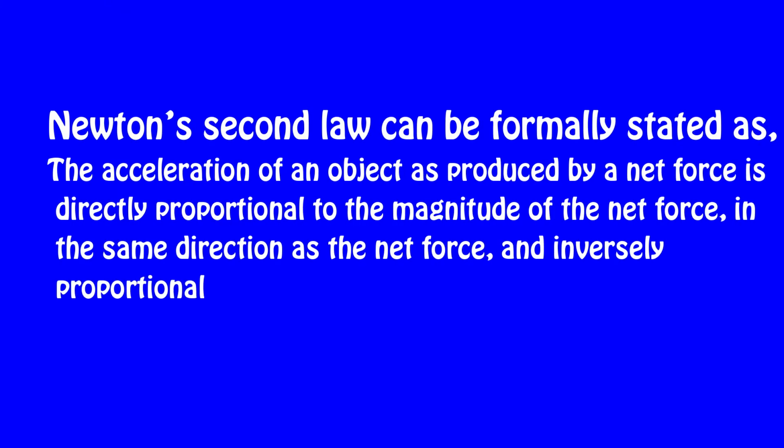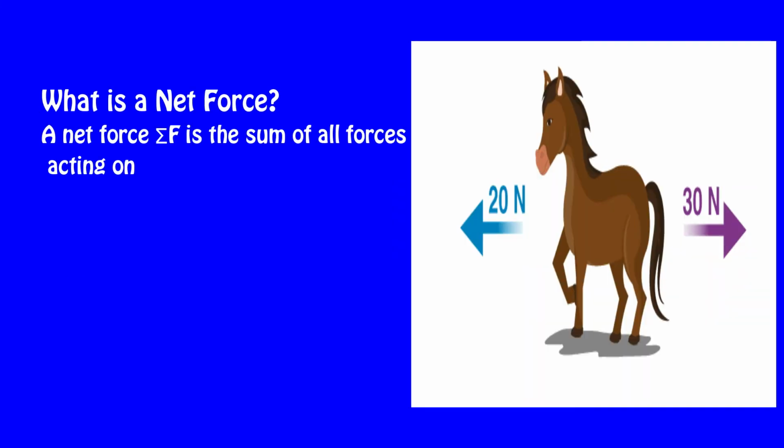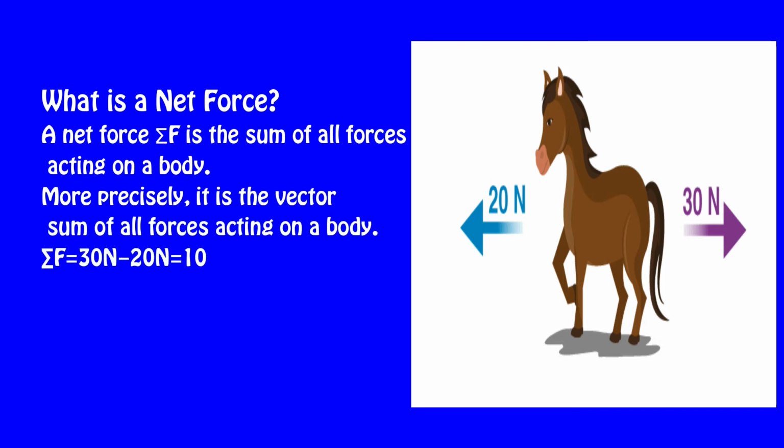Newton's second law can be formally stated as: the acceleration of an object as produced by a net force is directly proportional to the magnitude of the net force, in the same direction as the net force, and inversely proportional to the mass of the object. What is a net force? A net force is the sum of all forces acting on the body. More precisely, it is a vector sum of all forces acting on the body.